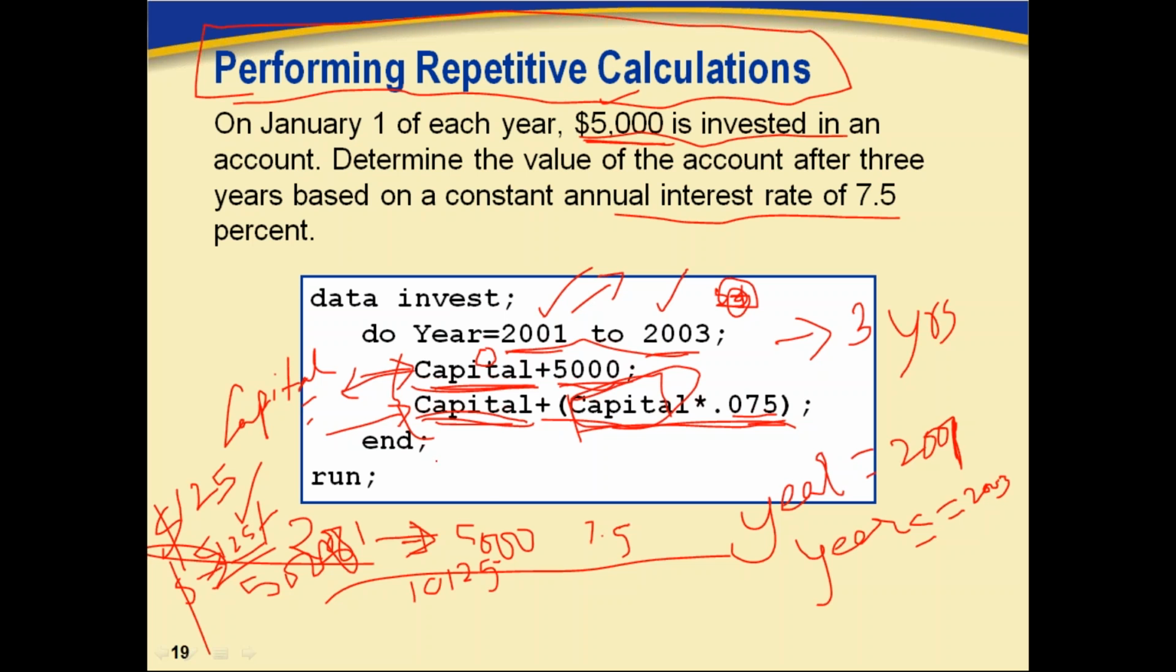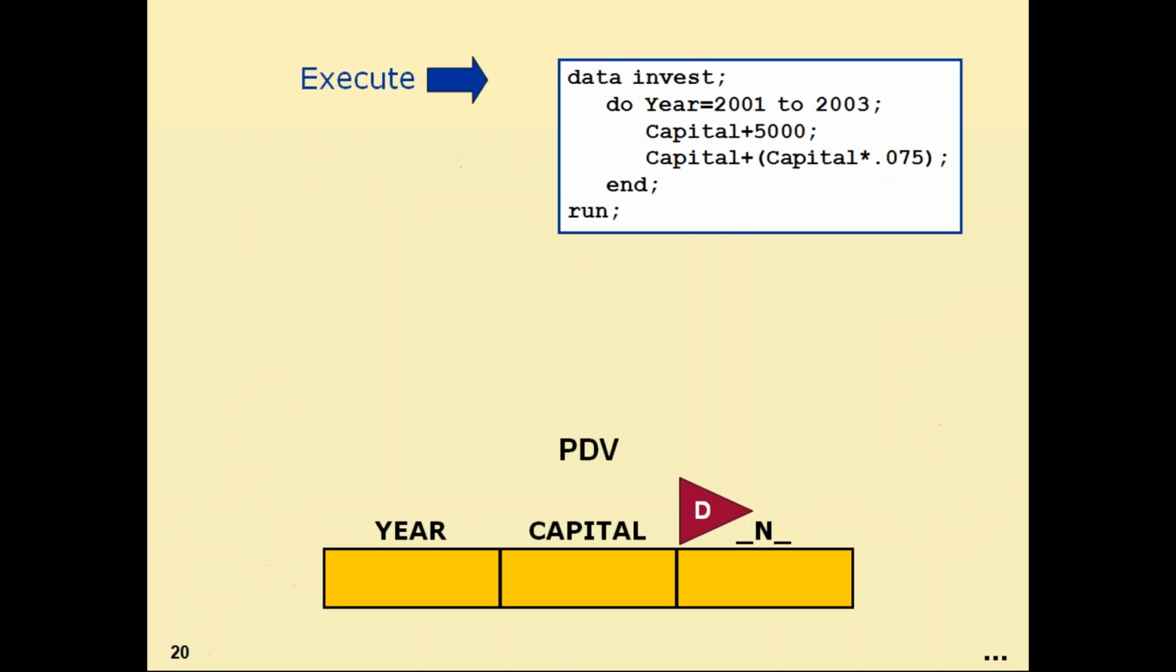So in this way, this loop will execute. This is how it executes internally. When it executes the data statement, it will first scan this data set, and it will create a vector called PDV, which I'll explain to you on Saturday. PDV stands for program data vector.